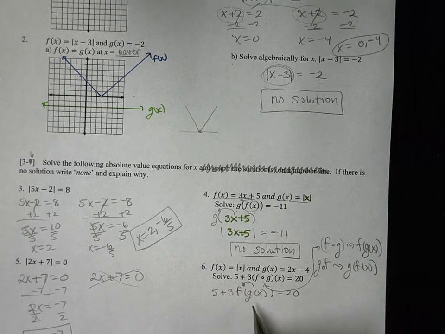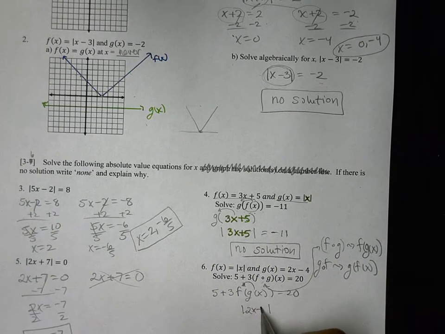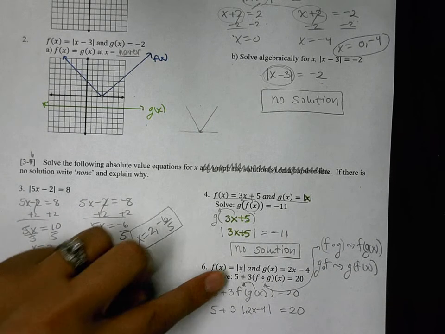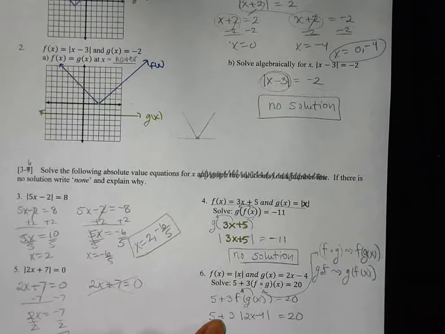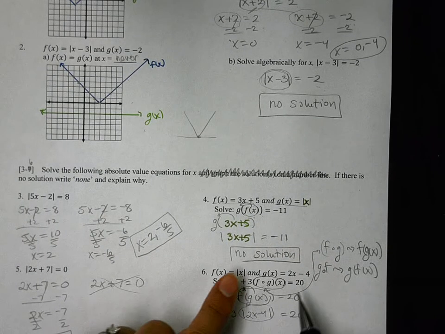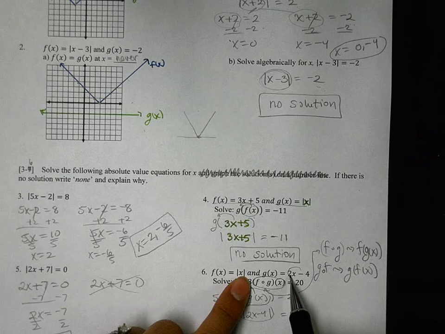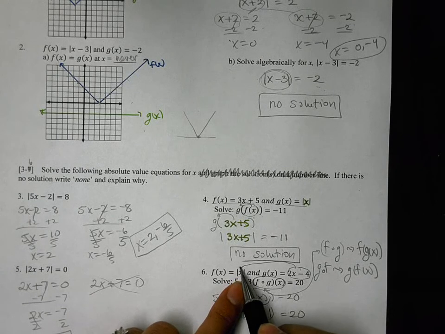f is the absolute value of x, and in the x spot I'm going to put the g, which is 2x minus 4. All right, the 5 goes there, the 3 goes in front, and it equals 20. There's the 5, there's the 3. This right here is the f of g of x, the f circle g piece. f of g of x. I took 2x minus 4 and I plugged that whole thing into where x used to be.